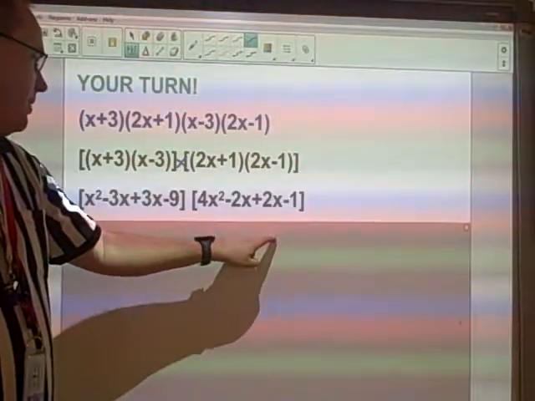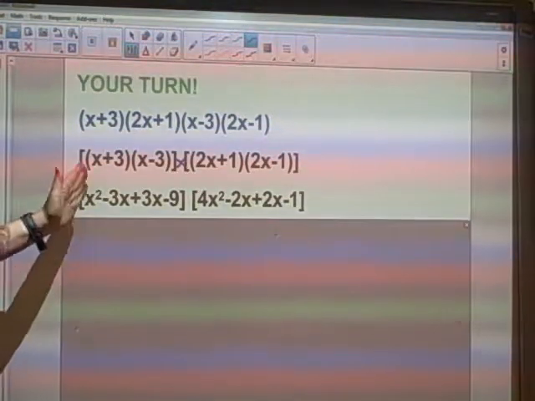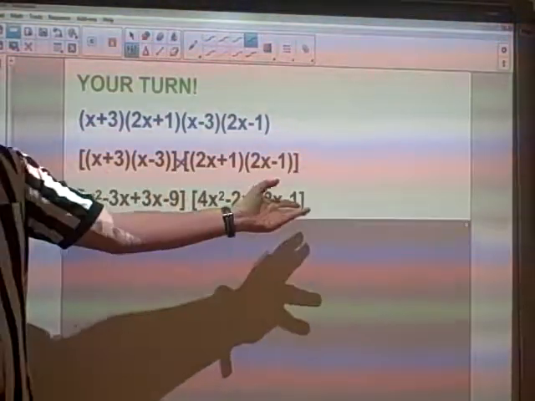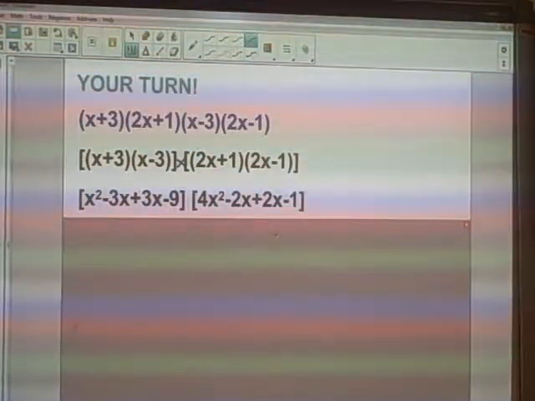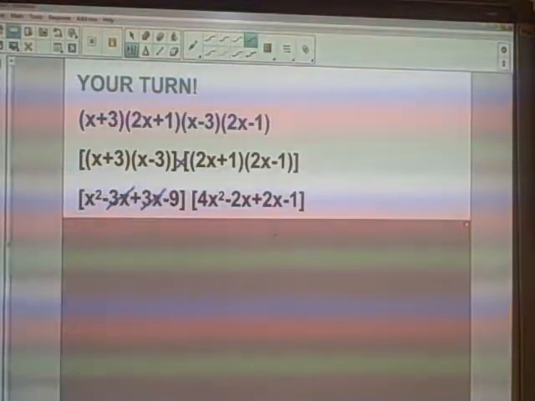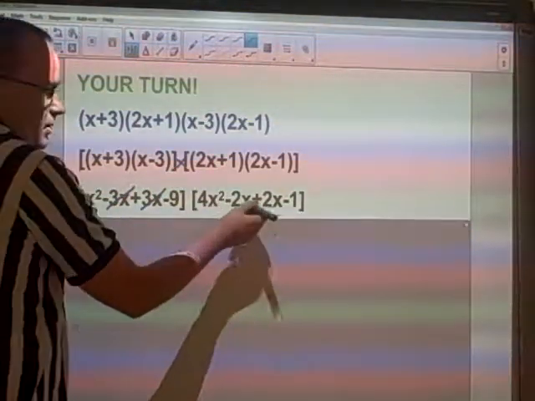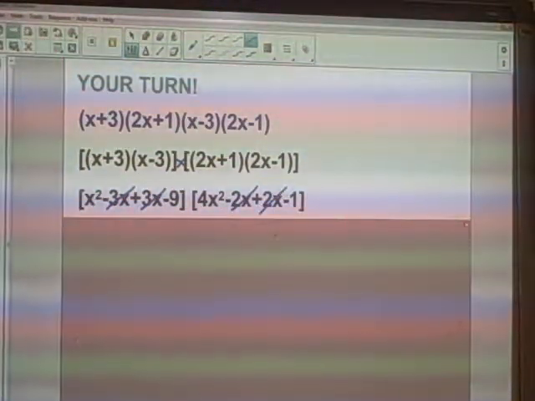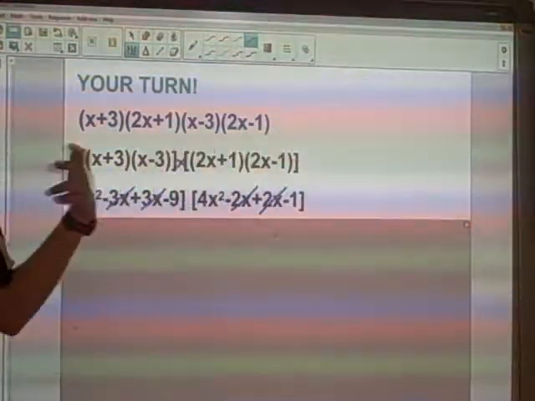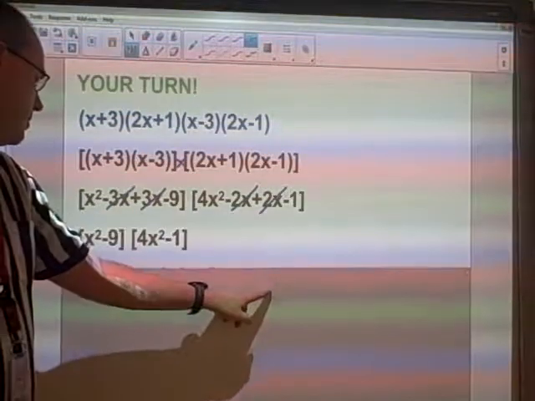Now this time I'm not going to draw out the grid, but I am going to show you the F, O, I and L. You can do the box grid to check that you agree with this. Once again, notice what happens to the middle two terms. Negative 3x plus 3x is going to cancel. Same for this one, negative 2x and 2x is going to cancel. So now I've got to work out x squared minus 9 times 4x squared minus 1. So it's just another FOIL question.